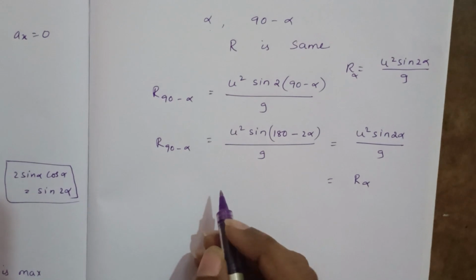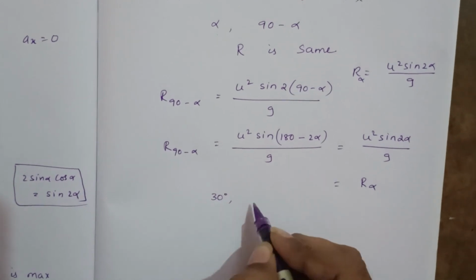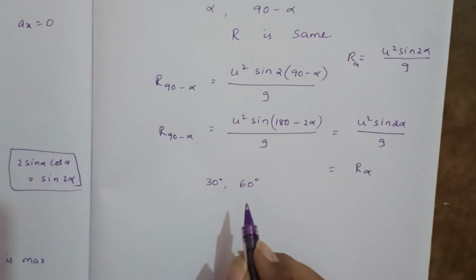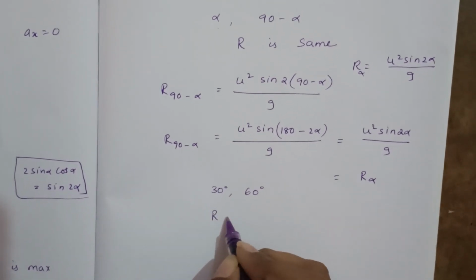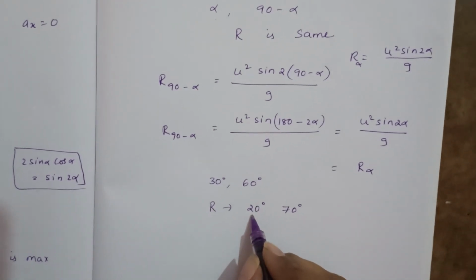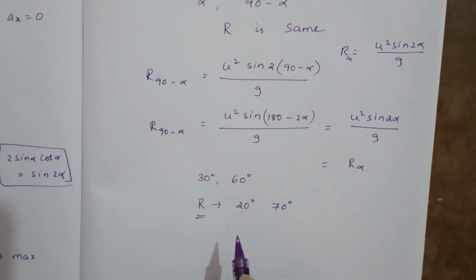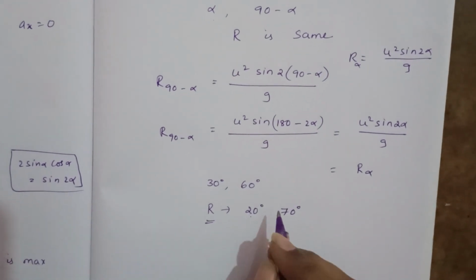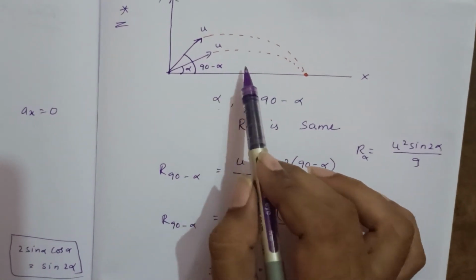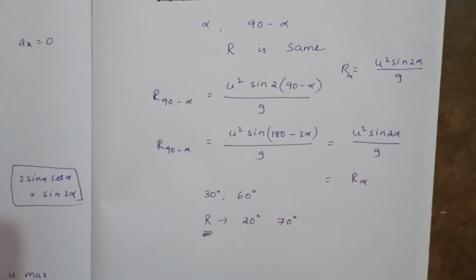So whenever they have given 30 degrees and 90 minus 30, 60 degrees, the horizontal range is the same. If they give R for 20 degrees and 70 degrees, alpha and 90 minus alpha, the horizontal range is the same. Important: time of flight and maximum height are different. Time taken in the air and maximum height are different, but the R value is the same.